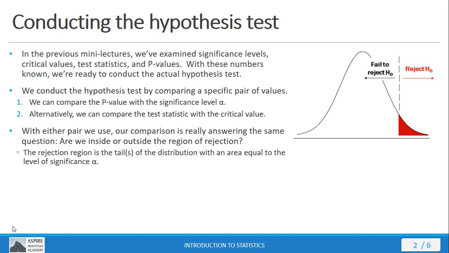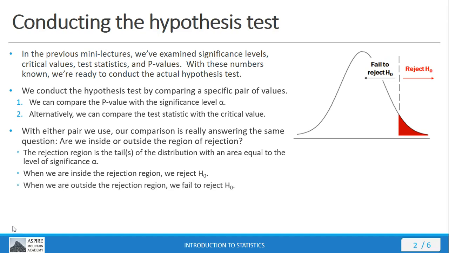So the region of rejection is that critical region. That is the area under the curve in the tail of the distribution that is the significance level alpha. That critical region is the region of rejection. So if we're inside that rejection region, we're going to reject the null hypothesis. If we're outside the rejection region, then we fail to reject the null hypothesis. It really is no more complicated than that. So that's what we need to understand, because that's how we conduct the hypothesis test.